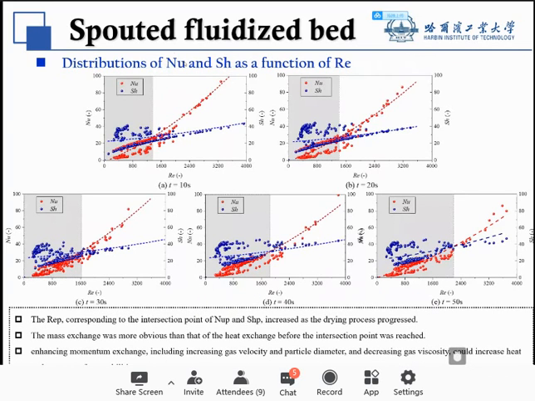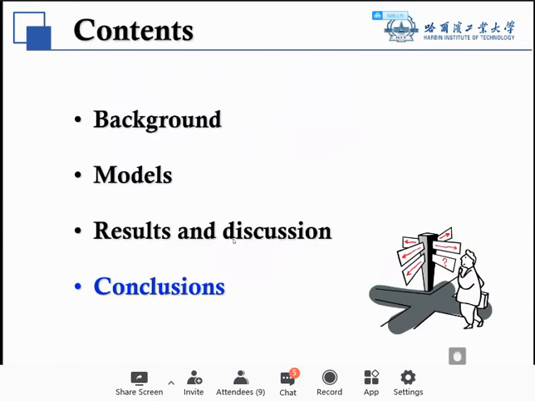So on this page we analyze the Nusselt number and Sherwood number as a function of the Reynolds number. The Reynolds number corresponding to the intersection point of the Nusselt number and Sherwood number increased as the drying process progressed. And we found that the mass exchange is more obvious than that of heat exchange before the intersection point was reached. So here, the third part is finished.